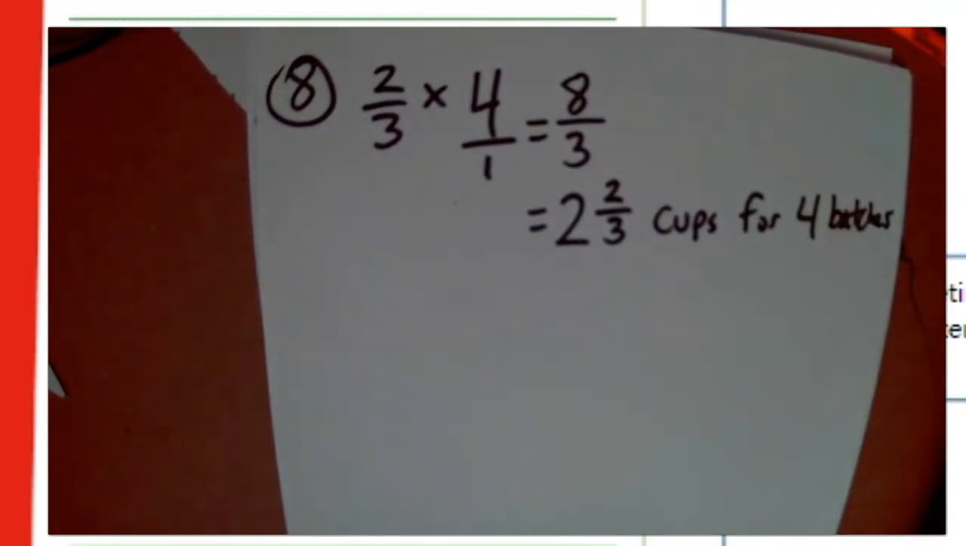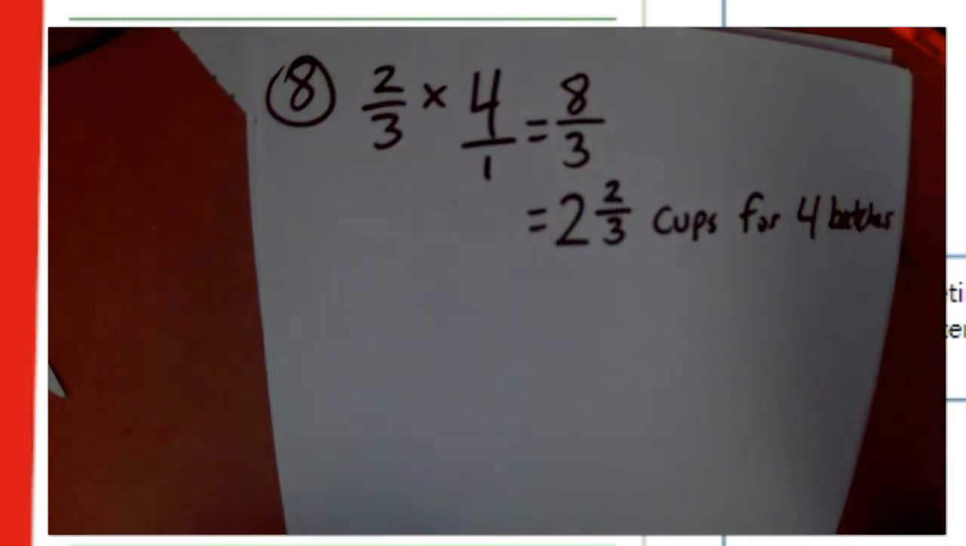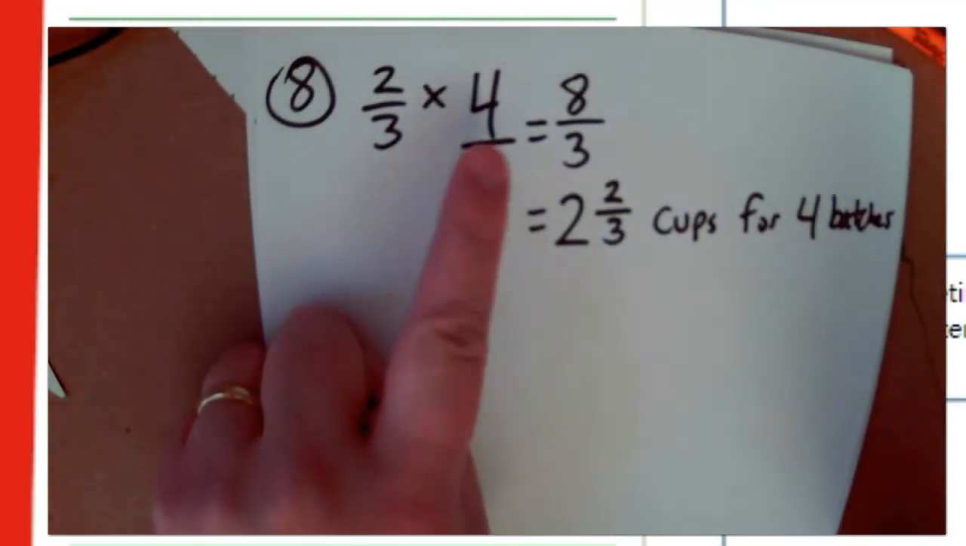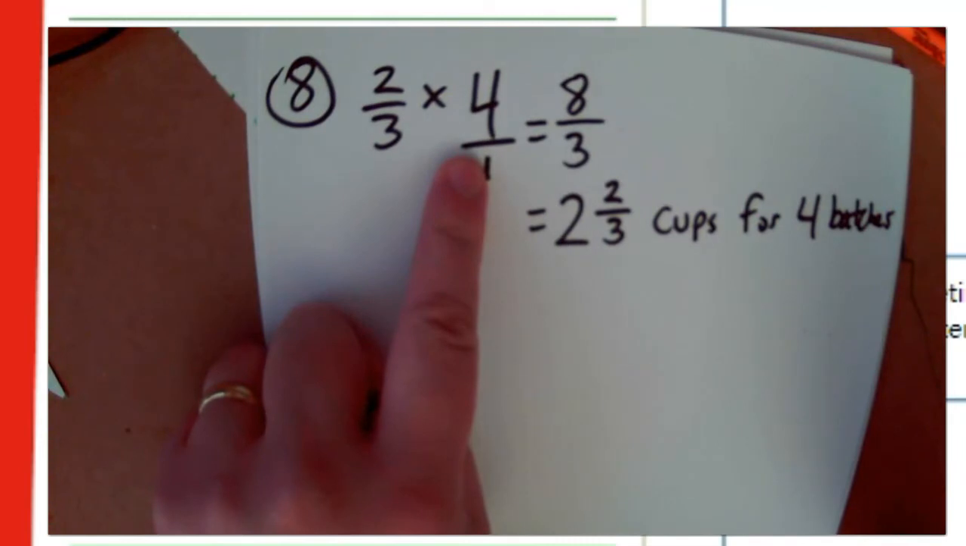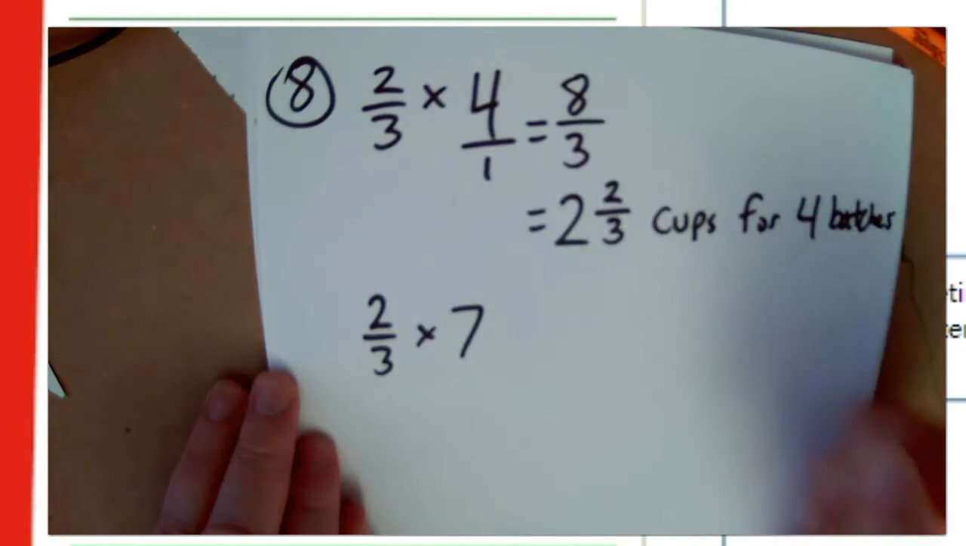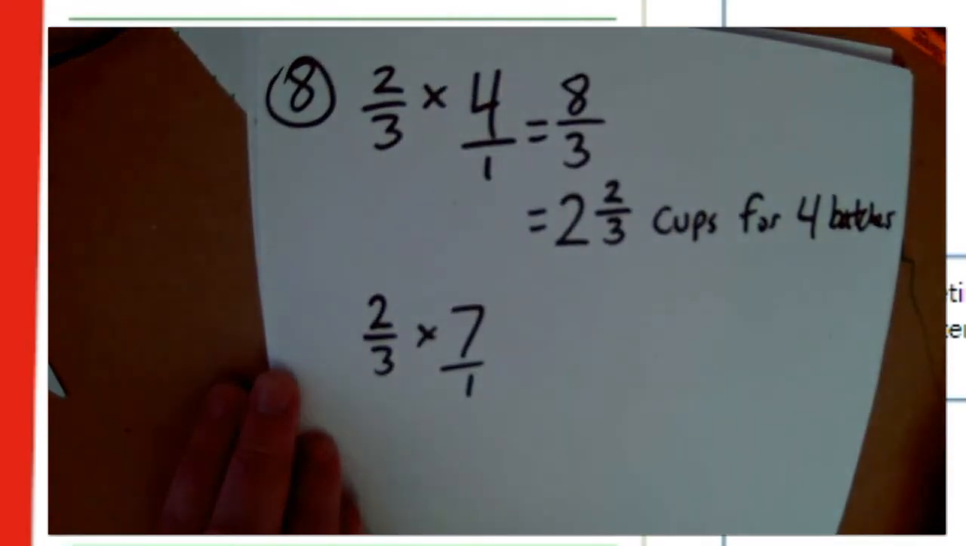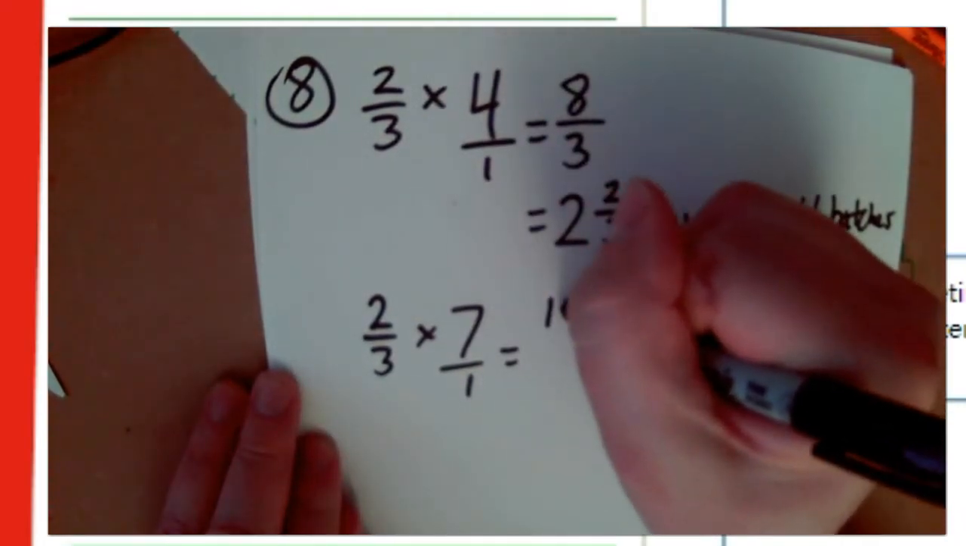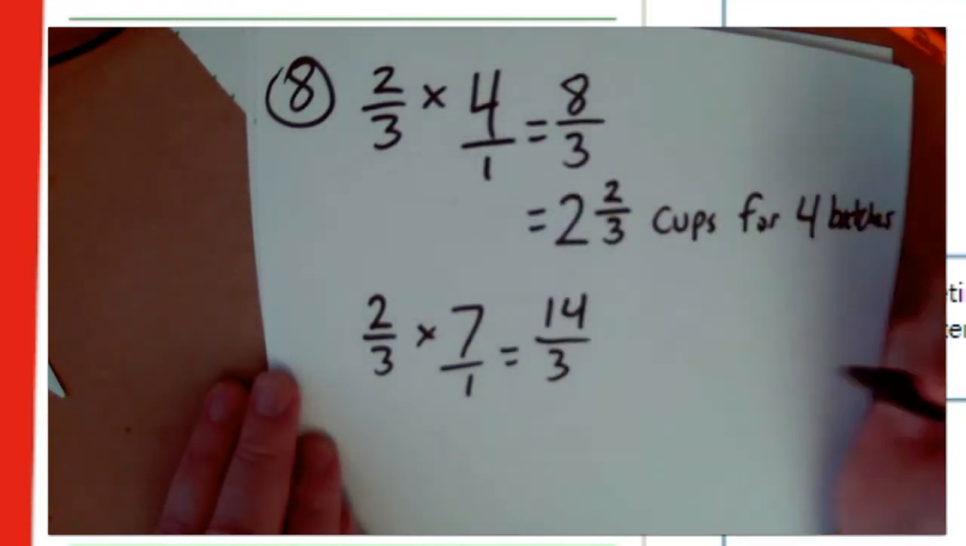Okay, no problem there. Now that second part said, whoa, wait a minute. How many cups will he need if he makes 3 more batches? Now, since I've done it this way, I can just add 3 more to 4, right? And have 7. Do the same thing. 2/3 times 7. I'll make it 7 over 1. I can't cross simplify. 2 times 7 is 14, and 3 times 1 is 3.